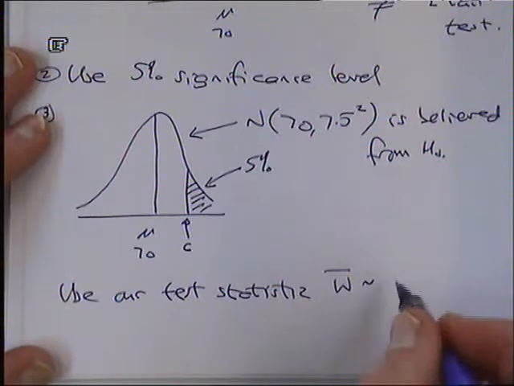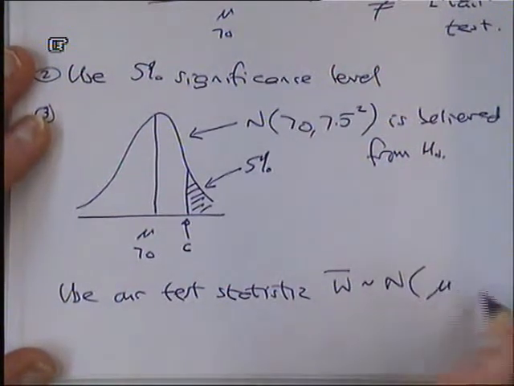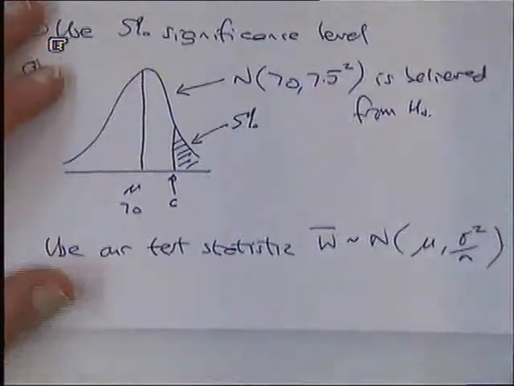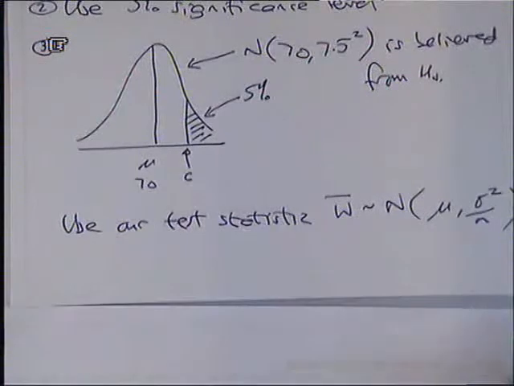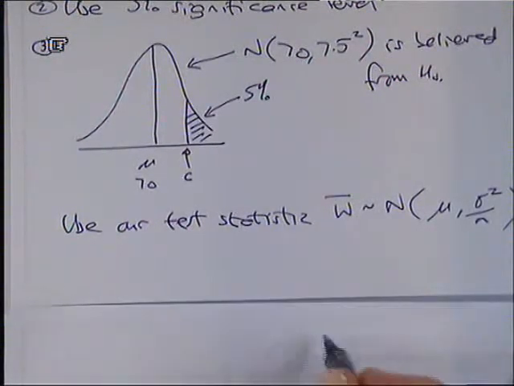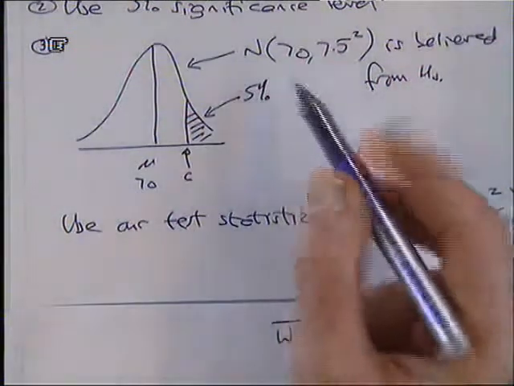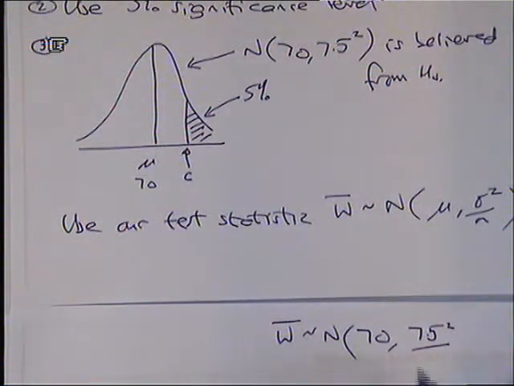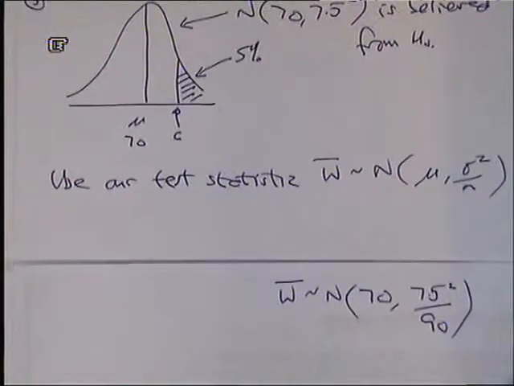Yeah, you're going the right way there, Billy. Remember, this will be mu, sigma squared over n. This is where the central limit theorem is coming in. It's the distribution of the sample means. So our W bar is going to be distributed mu, which is 70, sigma squared, which is 7.5 squared, divided by n, how many people were in our sample, and that was 90. So that is the distribution of W bar.